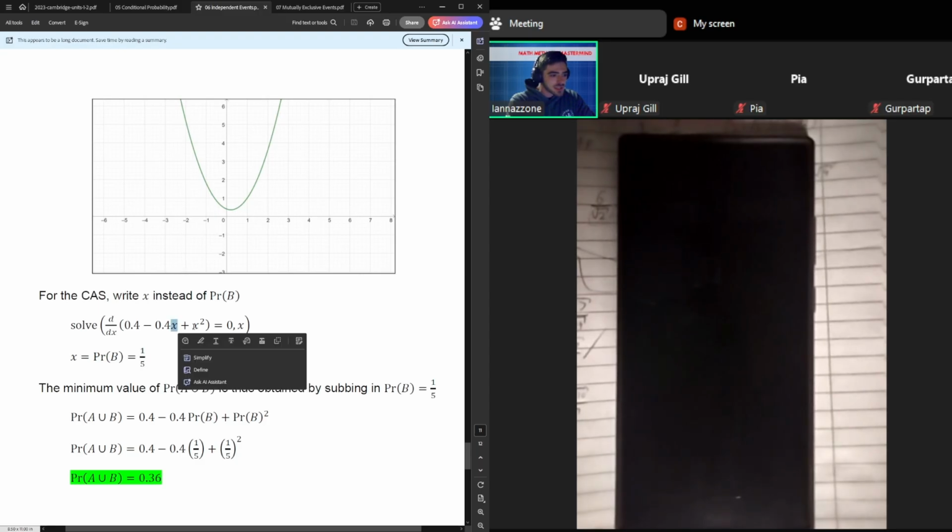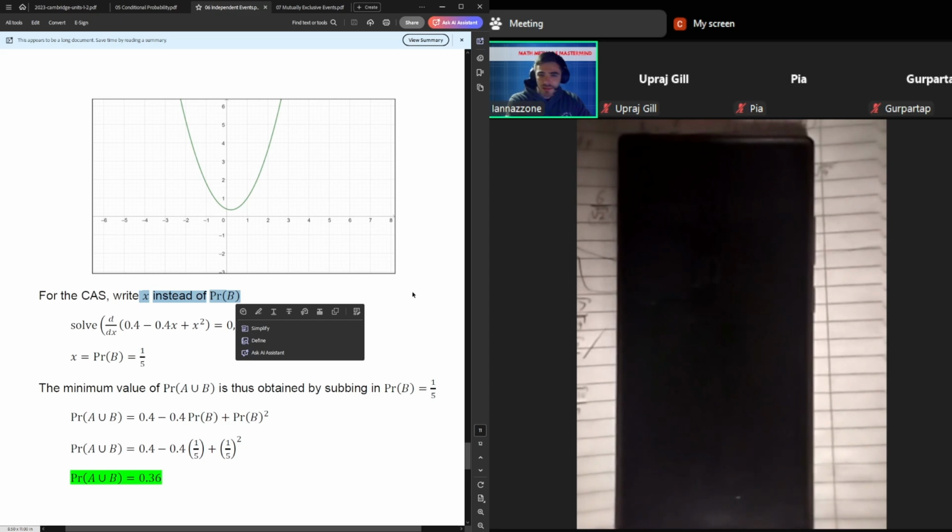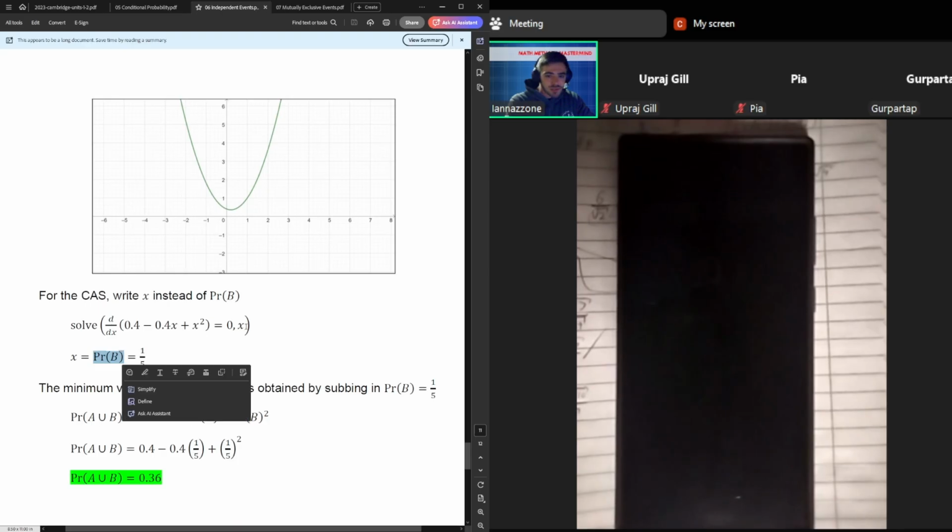Now, the CAS syntax: I've put X there because writing PRB in the CAS isn't going to do a whole lot. So just keep in mind when you're doing these things on the CAS, you might want to write to the side what that substitution is and then replace it with the actual term.